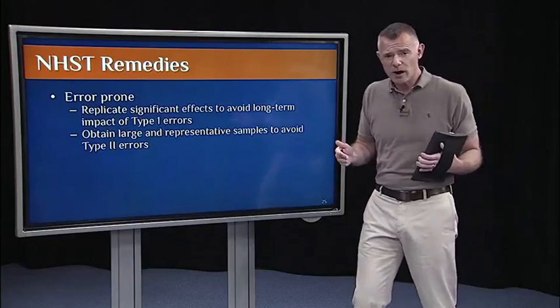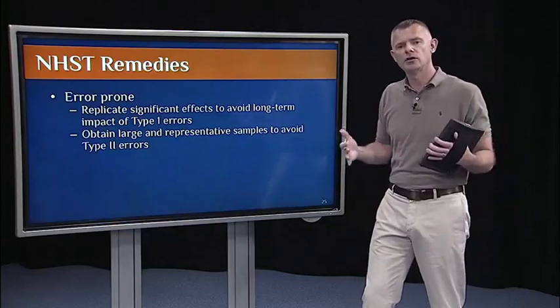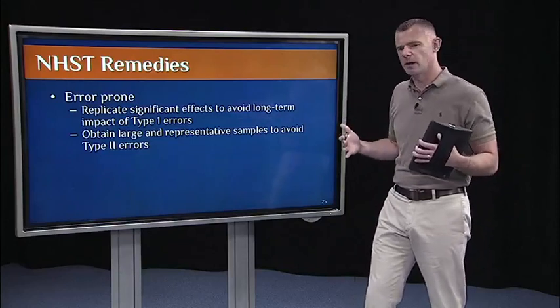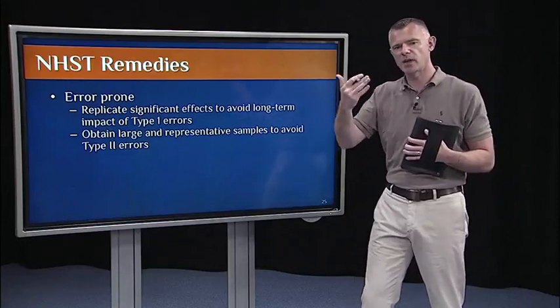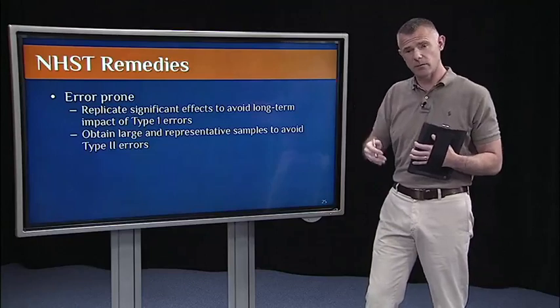To avoid type 2 errors, simply obtain large, random representative samples. That'll give you a shot at obtaining an effect if it exists in the population.